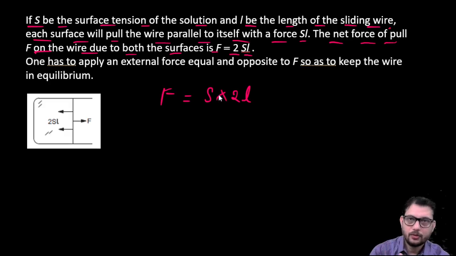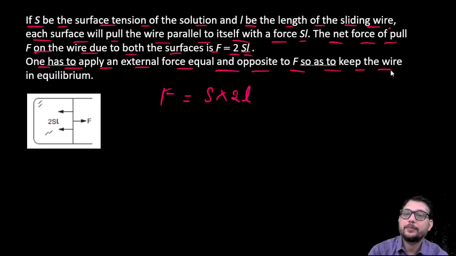I have already explained this to you. One has to apply an external force equal and opposite to F so as to keep the wire in equilibrium. F is the force applied by the surface of the soap solution. This is the technique to represent the double surface, so two arrows are there. This is the 2SL force which is applied by the surface of the fluid.